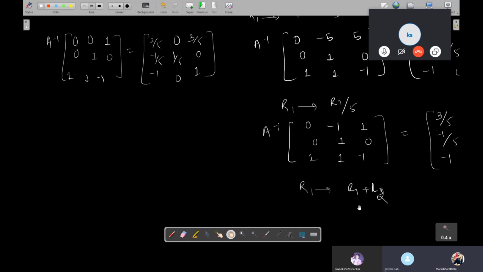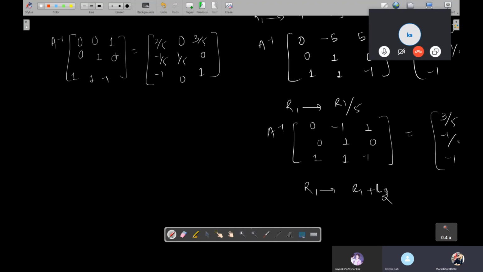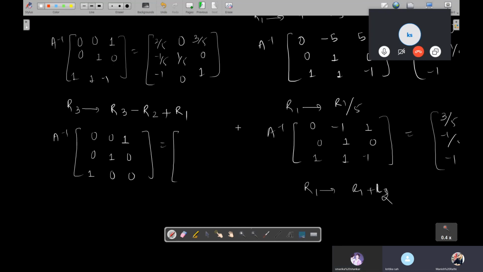Now what I need to do again after applying this operation, as you can see, 0, 0, 1, 0, 1, 0, and 1 minus 1, 1, 1 minus 1. So I will be applying one operation: R3 changes to R3 minus R2 plus R1. Apply this, what will you get? A inverse is 0, 0, 1. Why I applied this? In order to make it in 1, 0, 0 form. So what happens if I apply this? 0, 0, 1, 0, 1, 0, 1 minus 0 plus 0 is 1. 1 plus 1, 0, 0 plus 0 is 0. 0. Minus 0 plus 1 is 0. Again 0. So apply the same over here.